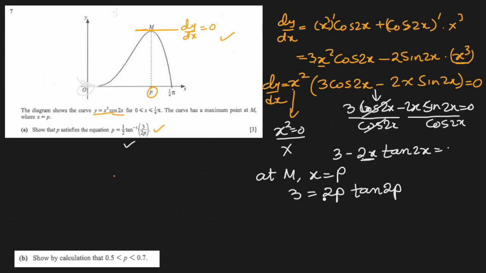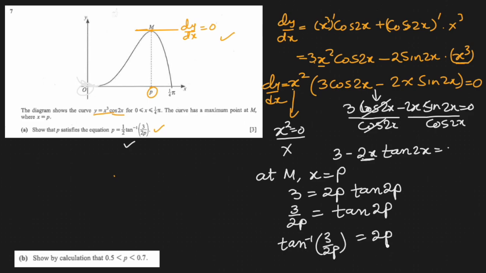Now this 2p will come to the other side. It will become 3 over 2p equal to tan 2p. Now I will bring tan to the other side. It becomes tan inverse 3 over 2p. Is it matching? Yes, it is matching there. Equal to 2p. And if I isolate this p, I'll divide both sides by 2. This 2 cancels, so p is equal to half tan inverse 3 over 2p, which is this. We got it, what they wanted.